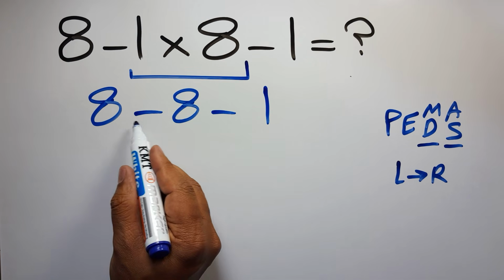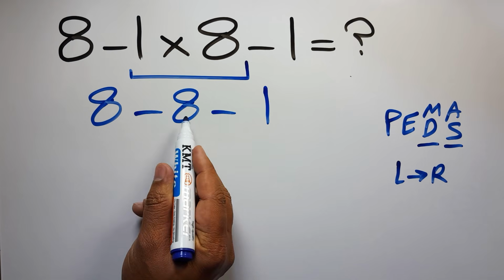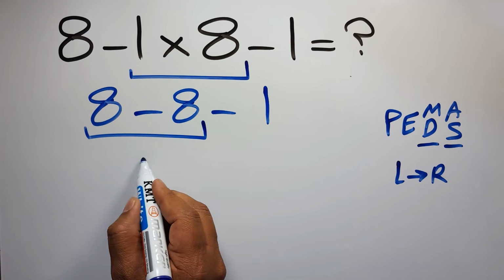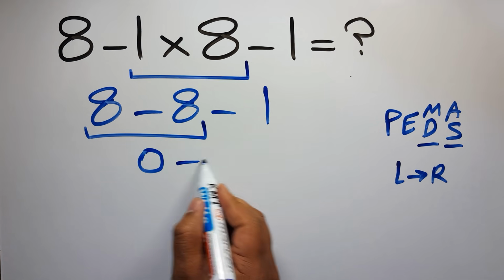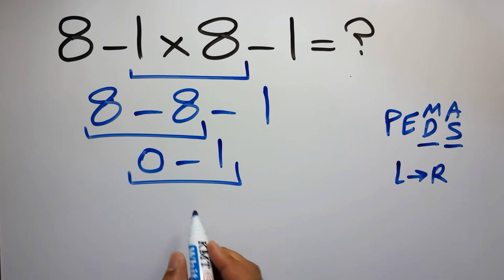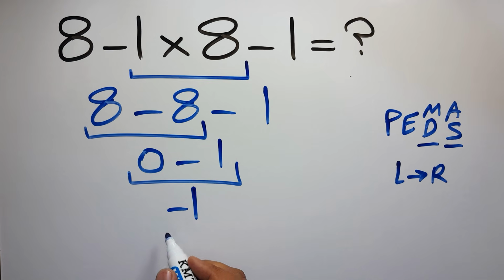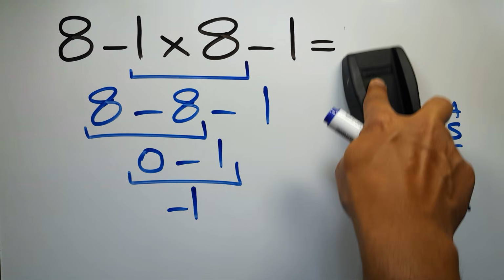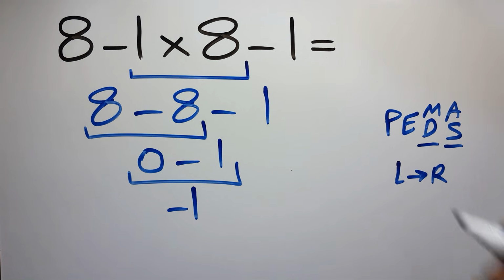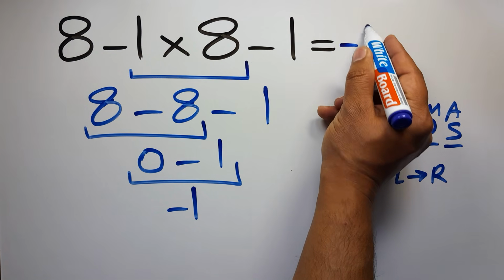Now we have to do this subtraction. 8 minus 8 is just 0. So 0 minus 1 equals negative 1. And this is our final answer to this problem. The correct answer is negative 1.